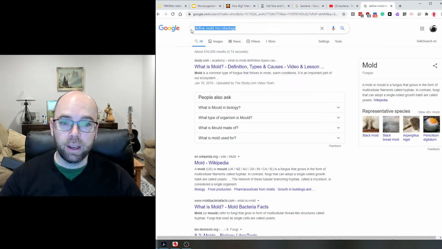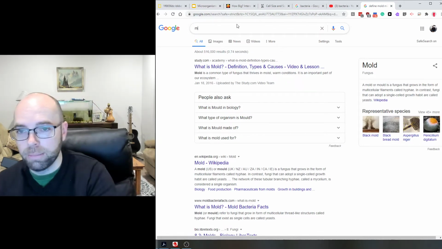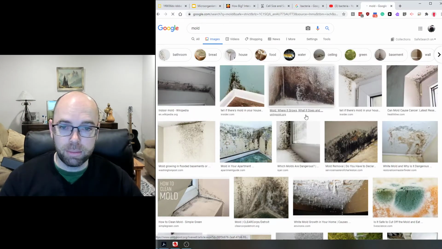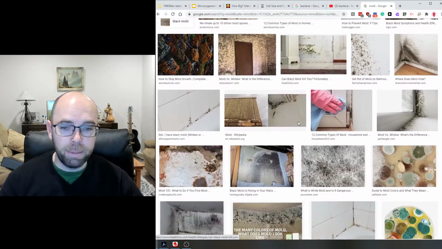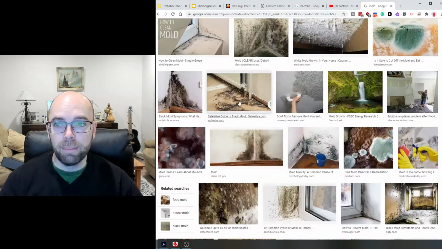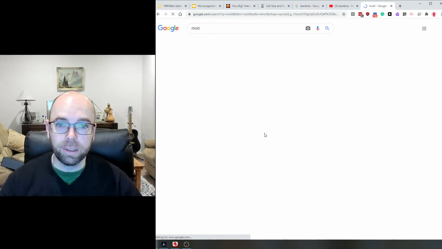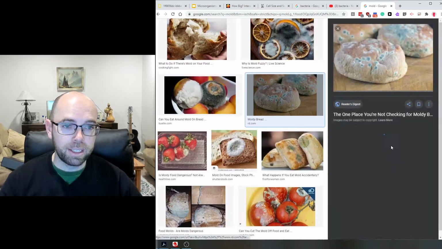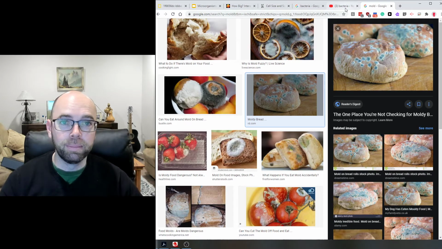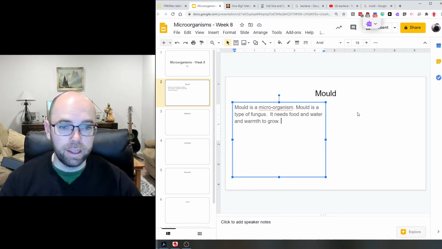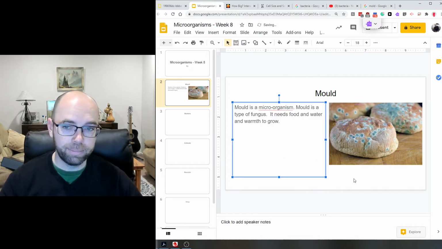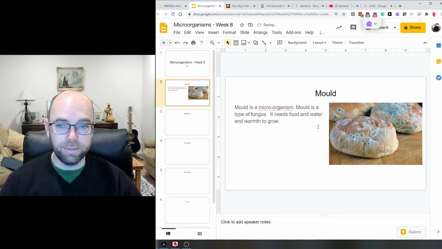throw a picture in here, okay? So if I put in mold, I'll do the American spelling so I get some more results here. You can find a picture that you'd like to represent it and put it in there. Maybe you want mold on food. Okay, here's some moldy bread. I'll get this one. Copy an image. Okay, chuck the picture on the other side. Bang, mold is done.